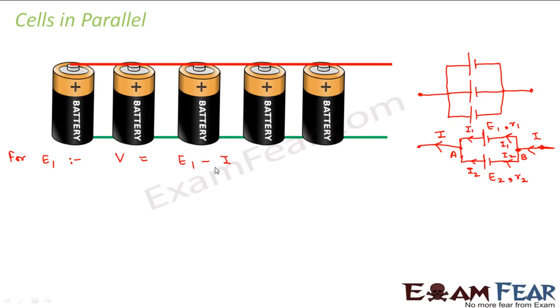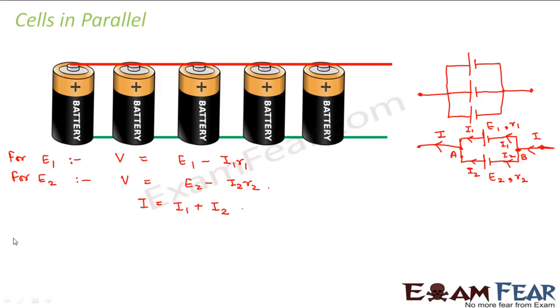So V will be equal to E1 minus I1 R1. Similarly, for the second cell E2, V will be equal to E2 minus I2 R2. Notice an important thing here. The potential difference between these 2 points A and B will remain the same. Therefore, your left hand side is the same. But here the currents are different for the two cells. And another relation which we can see from the figure is I is equal to I1 plus I2.